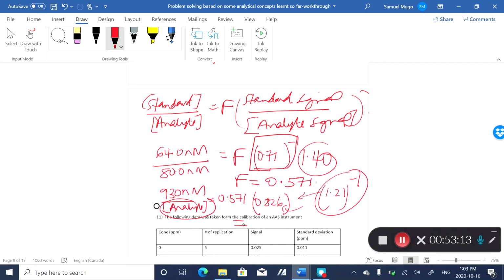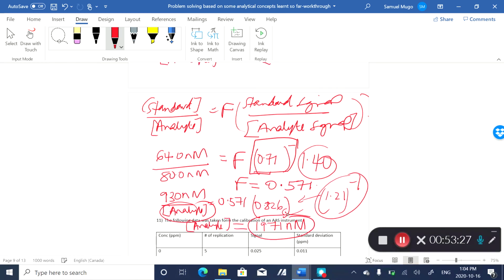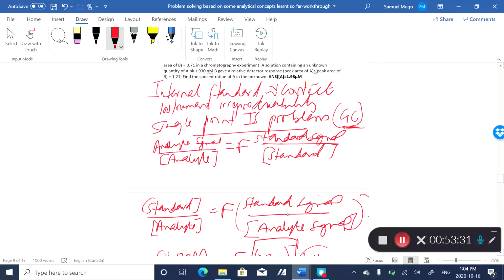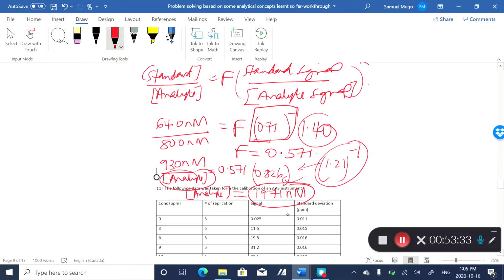And so after you do that, you can just calculate then. You've got only one unknown, the concentration of the analyte, which equals 1971 nanomolar. And that's what you get. And of course, you can convert it into micromolar by dividing it by 1,000.